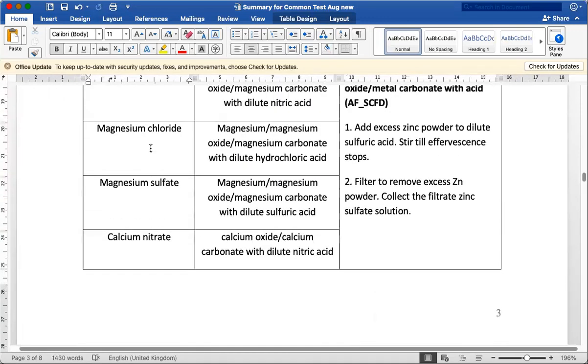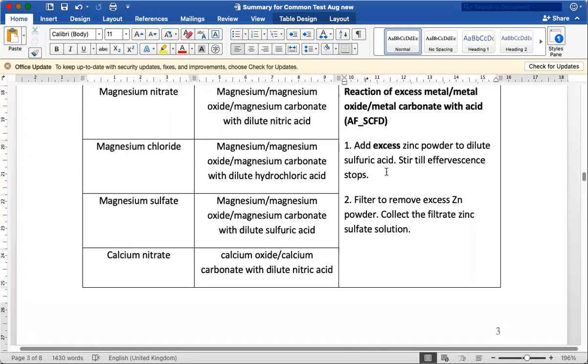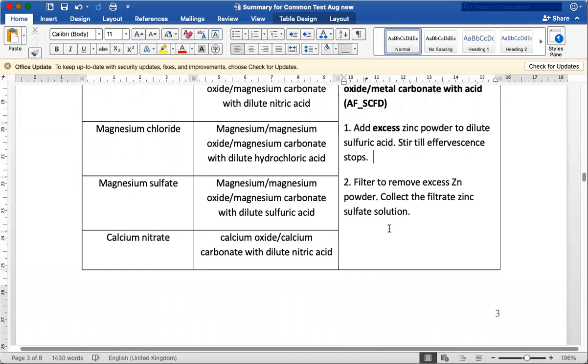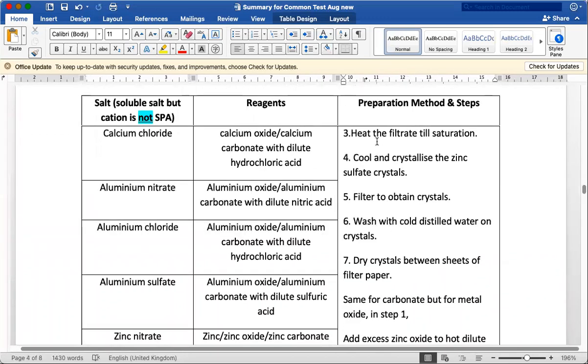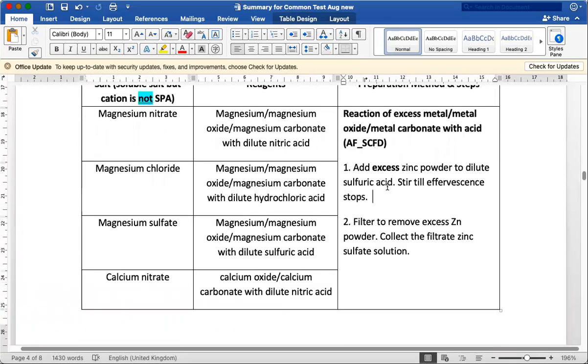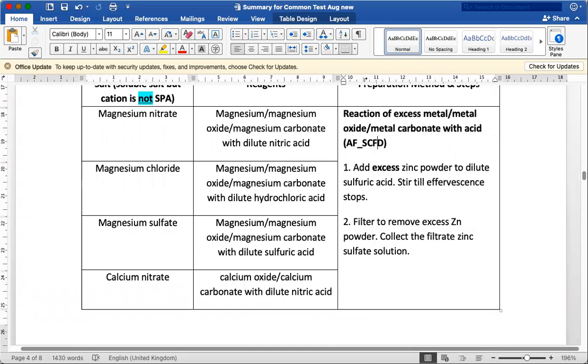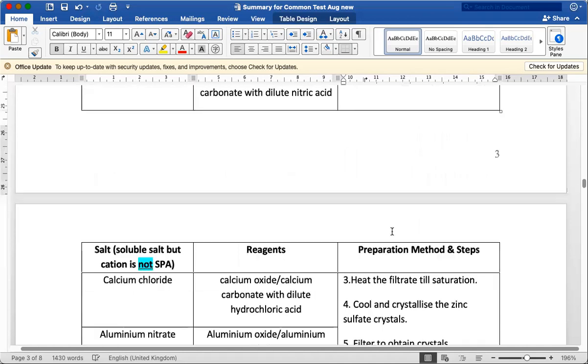Okay, so you can actually add the excess. Remember, the word excess is extremely important. You need to add excess zinc to the acid and stir till effervescence stops. And then you carry out filtration to remove the zinc powder, collect the filtrate, heat till saturation, cool and crystallize the crystal. So it's aligned with what I wrote here, just that I forgot to put a W. But it's similar to the titration step, the second part.